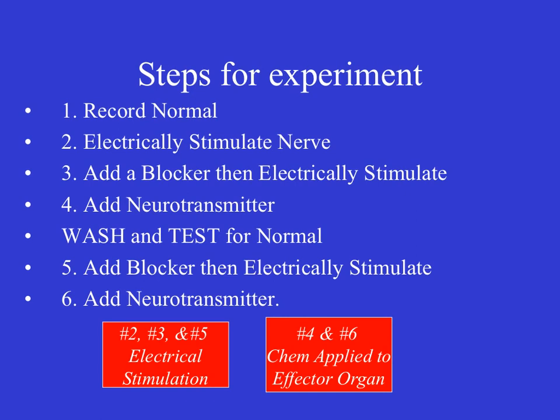In the experiment we just did, we recorded normal. We electrically stimulate the vagus nerve. We add a blocker, nicotine, and then we try to electrically stimulate. And then we add the neurotransmitter acetylcholine. Then we wash the whole thing out. Then we add muscarine and electrically stimulate. And then finally we add the neurotransmitter acetylcholine again. All right, so 2, 3, and 5, that's when you electrically stimulate. And 4 and 6, that's when you apply the chemical stimulus. That's when you apply the neurotransmitter.